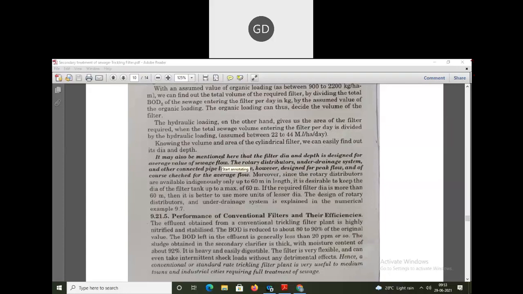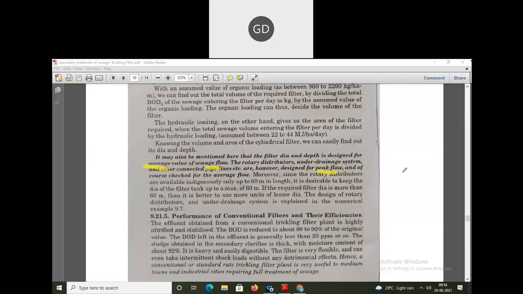It may also be mentioned here that the filter diameter and depth are designed for the average value of sewage flow. You have to remember this: the filter diameter and the filter depth are designed only for your average sewage flow. The rotary distributors, on the other hand, then the under drainage system and other connected pipes, are designed for peak flow. Remember that the trickling filter diameter and depth are designed for average flow, and the rotary distributors and under drainage system are designed for peak flow.